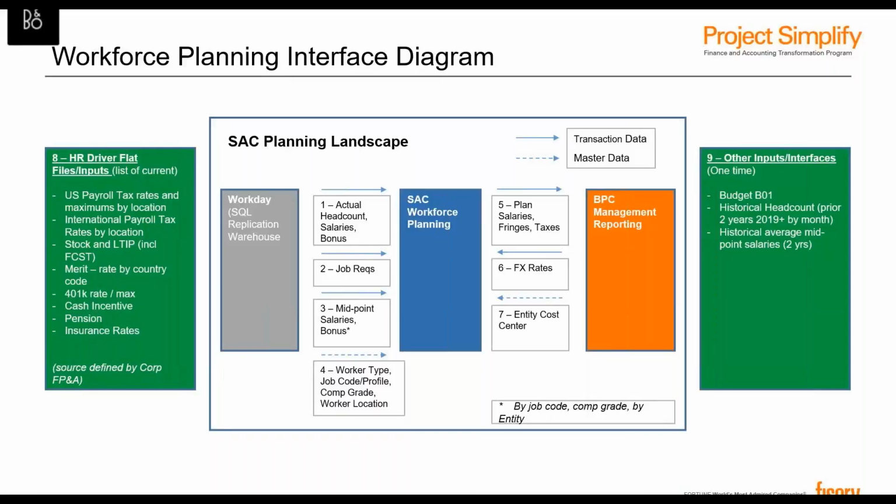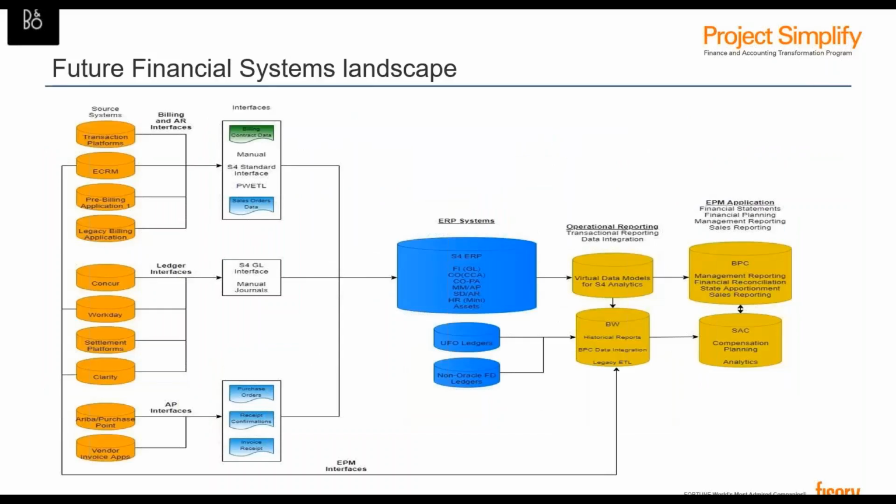So here is a financial systems landscape. Zooming out of that interface diagram, in this, I tried to put this in perspective where SAC, BPC are on the right of the screen, and the rest of the financial systems, S4, ERP being the main one, which is getting its data input from many different sources off to the left of the screen.